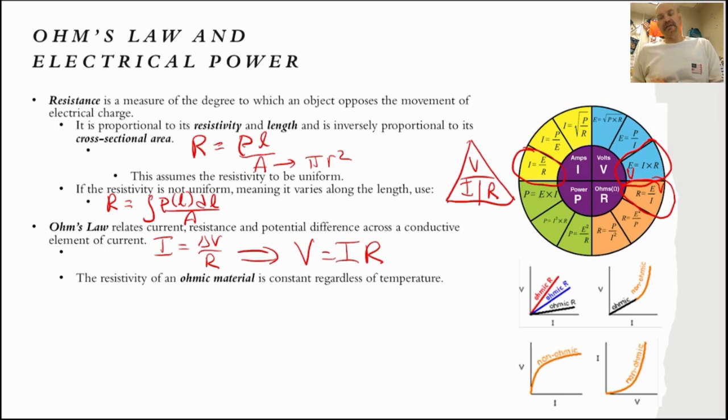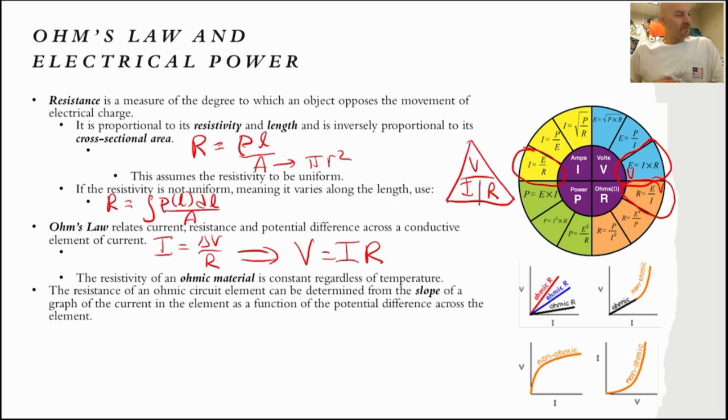You can see I did include some of the graphs to show you what ohmic means. You may also get a graph, like that first one at the top left, and it asks which one has the greatest resistance, which has the least resistance, or to rank these in order from greatest to least. If it's flat, it's got a smaller resistance. If it's steeper, it has a greater resistance. The resistance of an ohmic circuit element can be determined from the slope of a graph of the current as a function of potential difference across the element.